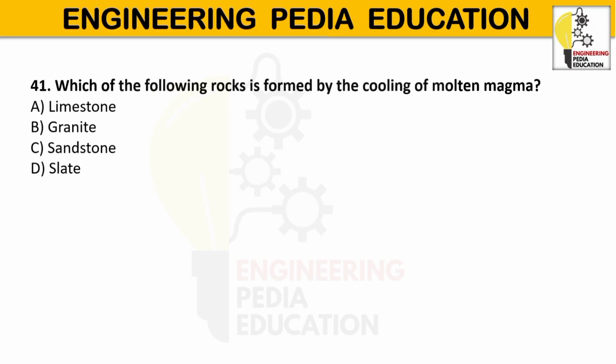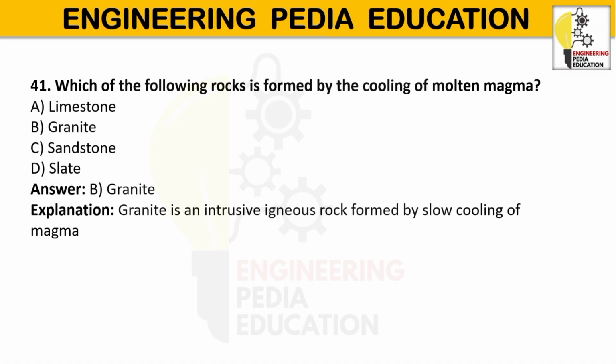Which of the following rocks is formed by the cooling of molten magma? Limestone, granite, sandstone, slate. So the correct answer is granite. Granite is an intrusive igneous rock formed by slow cooling of magma.